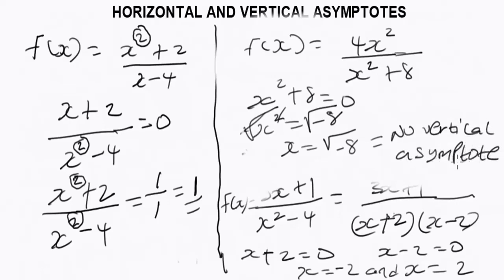So guys, these are basically how you can solve problems involving horizontal asymptotes and vertical asymptotes of a function. I hope you learned something interesting. And with this, we come to the end of the class.